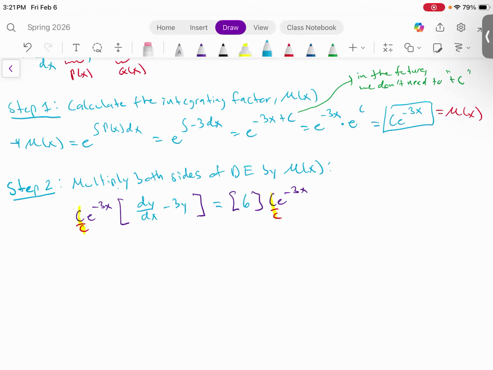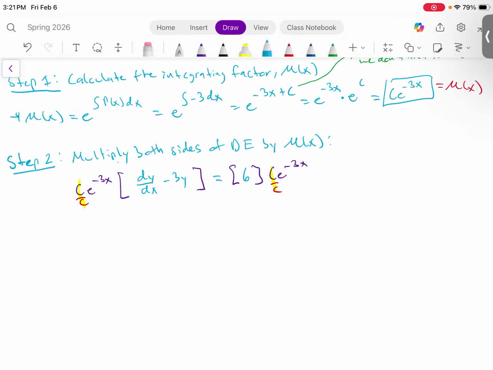We don't need to write the constant, but let's go ahead and distribute in this e to the negative 3x while we have this written out. What this becomes is e to the negative 3x dy over dx minus 3y e to the negative 3x equals 6 e to the negative 3x. So this is what we have now. This is our differential equation. We're still trying to solve it. We're still trying to get it to a point of integration.